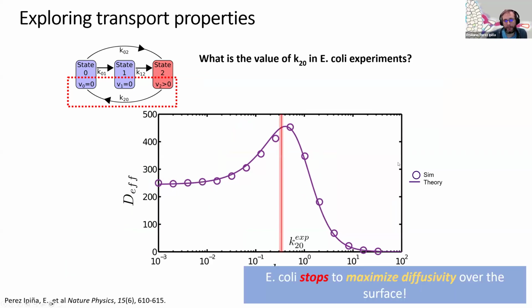So lastly, what we did, we went back to the experiment. We measured the stopping frequency from the experiments, and what we found was that it was very close to the optimal value of our theoretical curve, suggesting somehow that this bacteria evolved to maximize their diffusivity over surfaces.